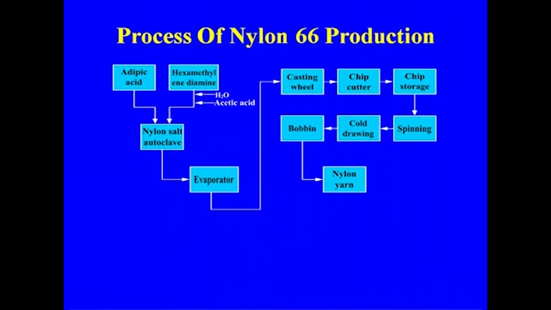Then the final product, here also the same way as in the case of nylon 6, you can have the chip form. The chips can be used because downstream processing units for nylon 6 or nylon 66 directly take the nylon 6 or nylon 66 chips, which are processed further, meaning the spinning is done. As I told you, the spinning is melt spinning both in the case of nylon 6 and nylon 66.